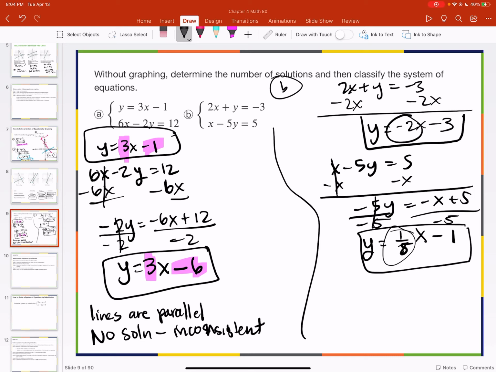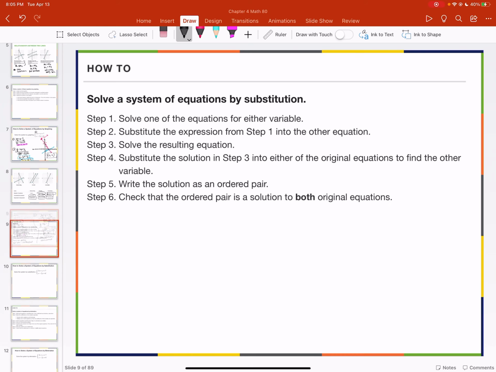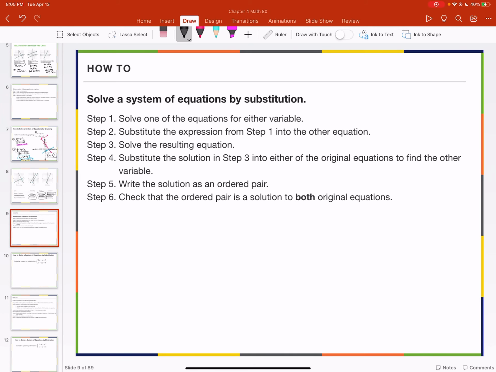So these will intersect, and they're going to only cross at one solution. So one solution, and this is a consistent system. These are non-parallel lines that will eventually cross.